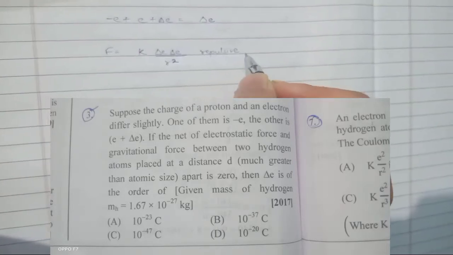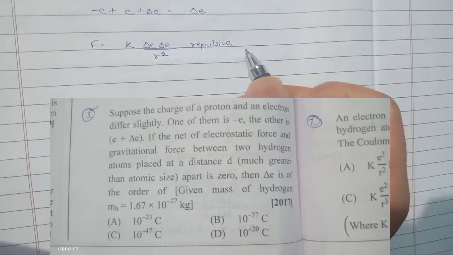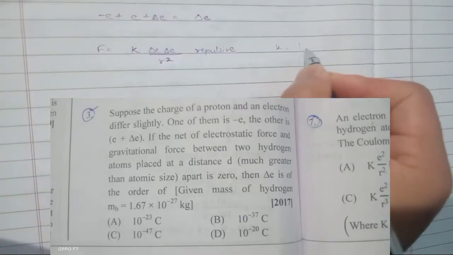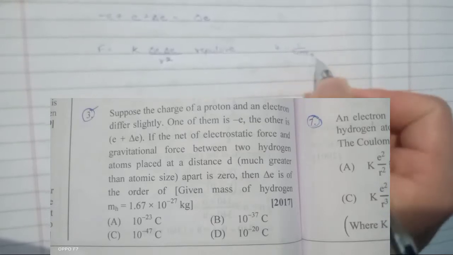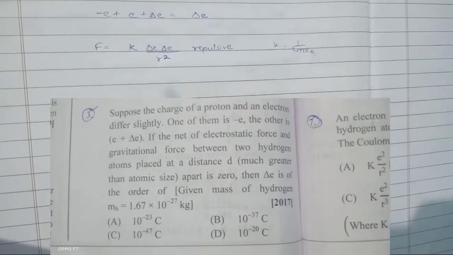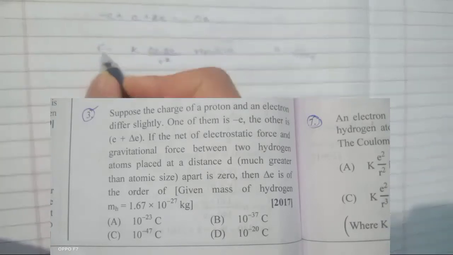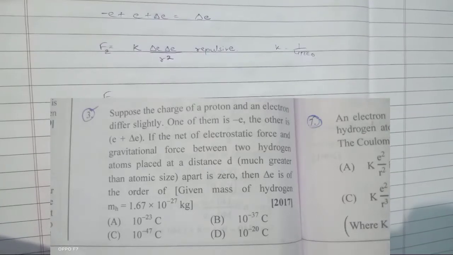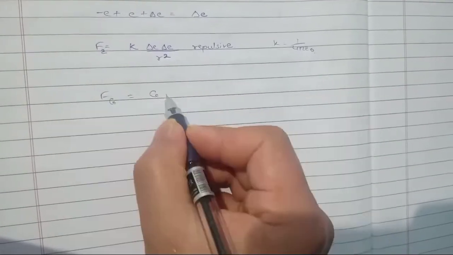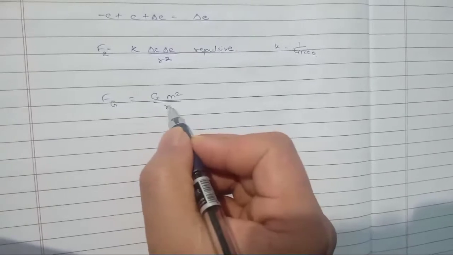So they are repulsive. Both have positive charge, so they are repulsive. And K is 1 by 4 pi epsilon naught. And for gravitational force, we have F electrostatic and F gravitation. We have G m square by R square.